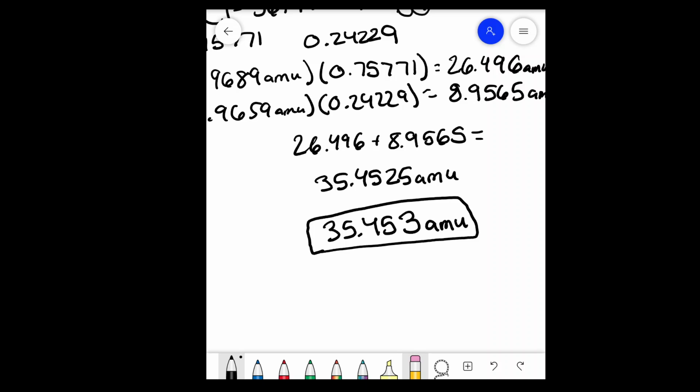So that's basically it for isotopes and average atomic mass. It's pretty simple. If you have any questions, you can just ask me.